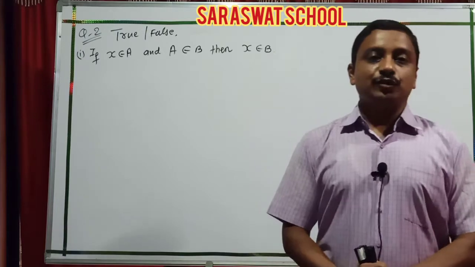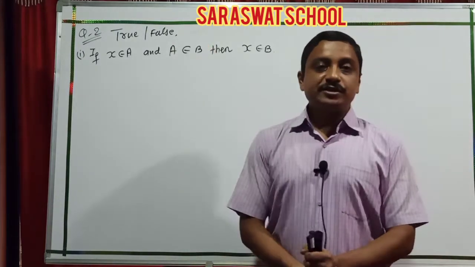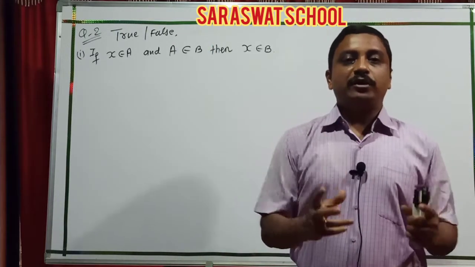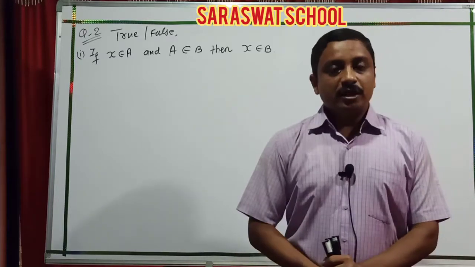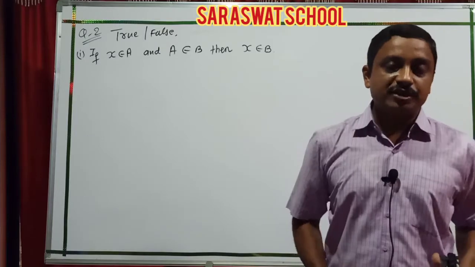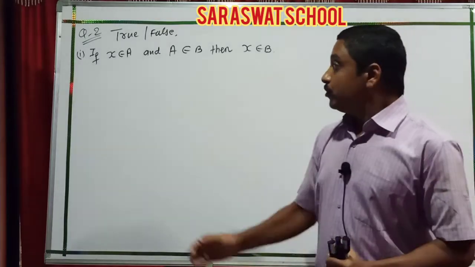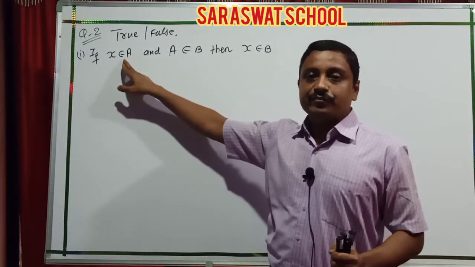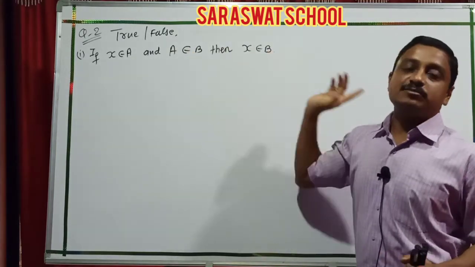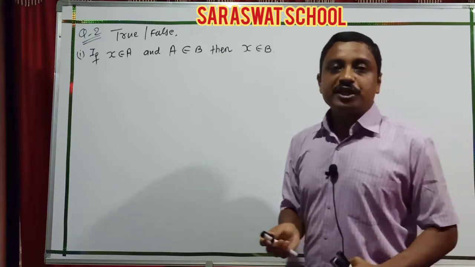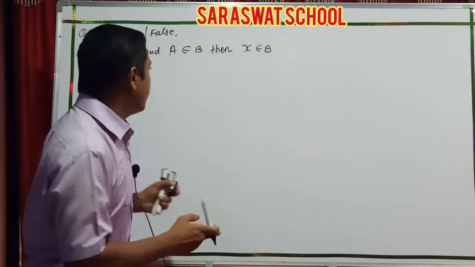Now students, question 2. These are true or false type questions, asking true or false with a proper reason. In this question 2, there are a total of 6 questions. One by one, students, I will explain. First: if x belongs to A and A belongs to B, then check whether x belongs to B. I will explain this statement with proper reasons.